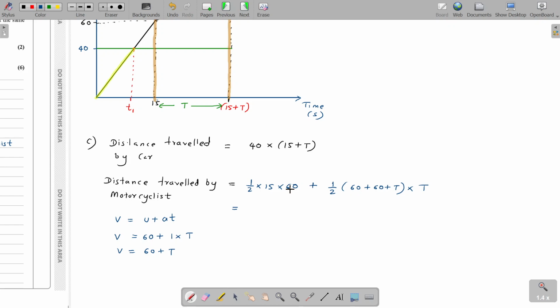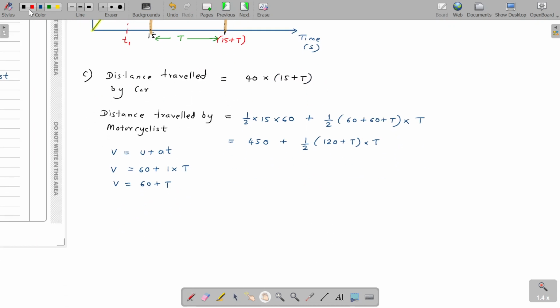Half into 15 into 60. How much is it? 450. Plus this one, half into 60 plus 60 is 120 plus t times capital T. So that's the maximum we can simplify, right? So shall we equate these values now?